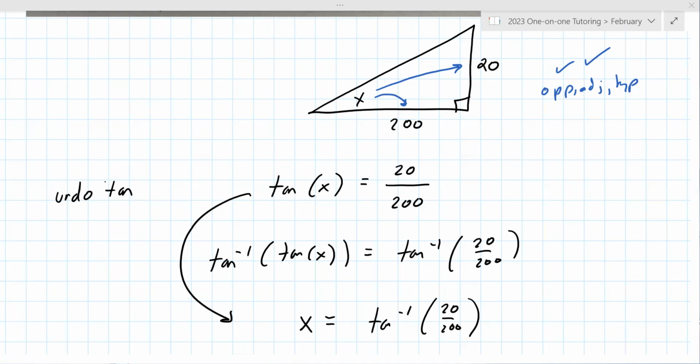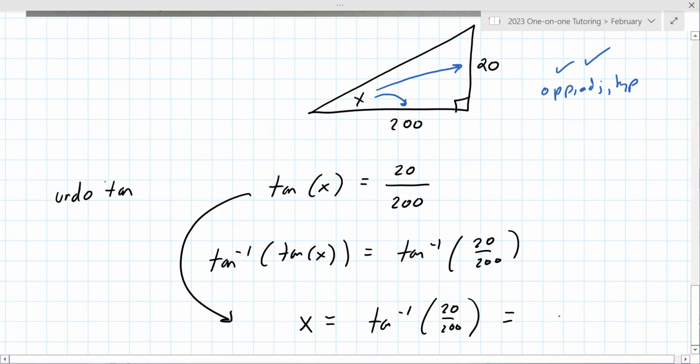Your result is a degree, so you're going to want to round that to 2 decimal places, your degree measurement. Grab a calculator and let me know what you come up with here. 5.71 degrees. And that is your final answer.